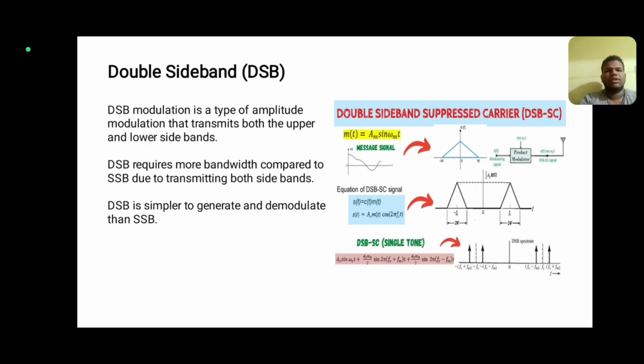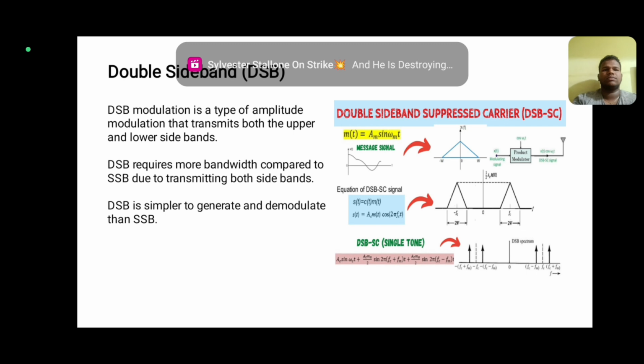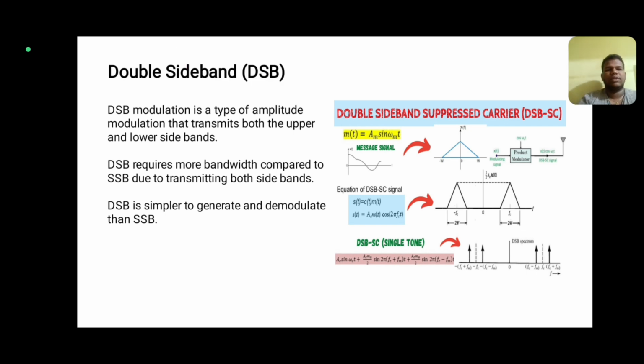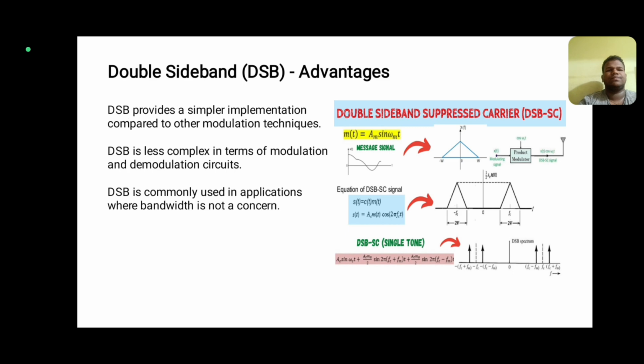Double sideband. Double sideband modulation is a type of amplitude modulation that transmits both the upper and lower sidebands. Double sidebands require more bandwidth compared to single sidebands due to transmitting both sidebands. Double sideband is similar to single sideband to generate and demodulate.